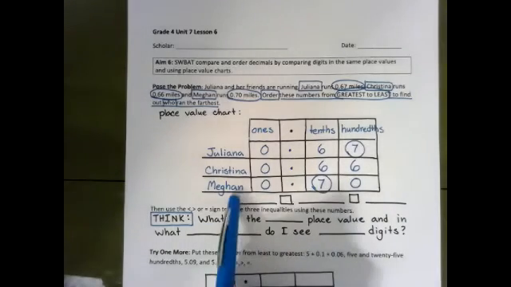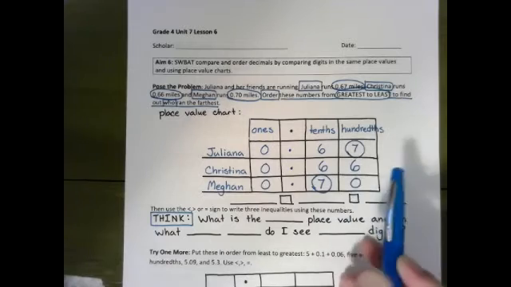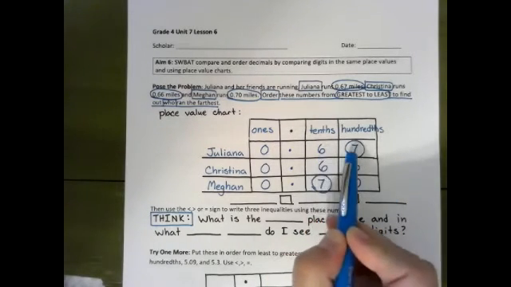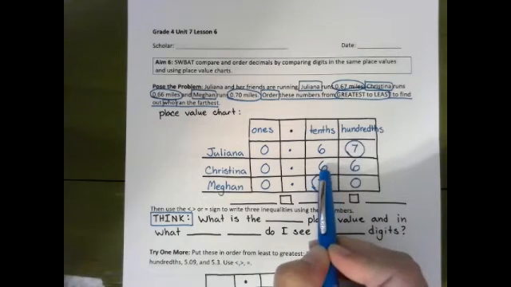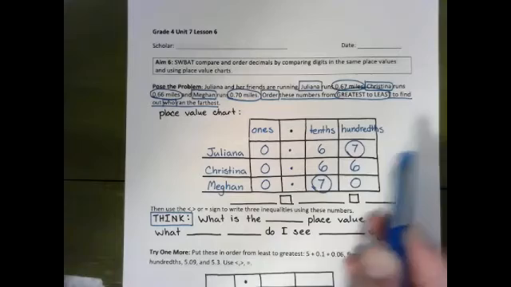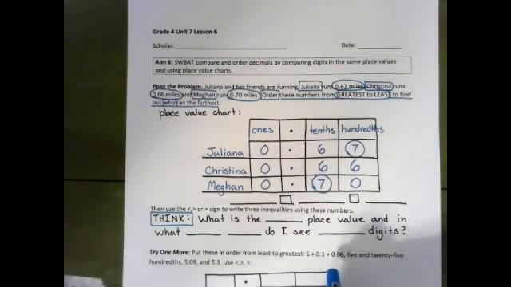So we know that Megan ran the farthest because she ran 7/10 and 0/100ths. Juliana ran the next farthest with 6/10 and 7/100ths. And Christina ran the least distance with 6/10 and 6/100ths. We can use inequalities to show these comparisons. Who ran the furthest again, and what was her distance?